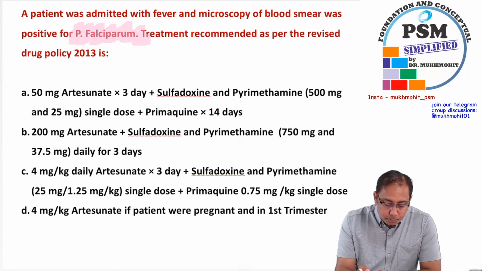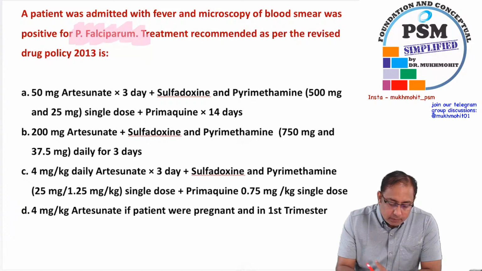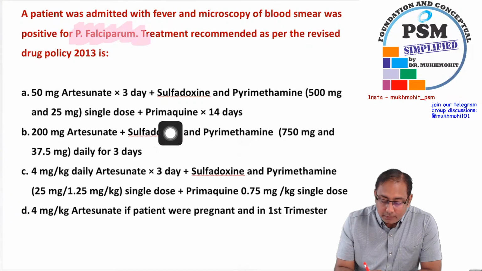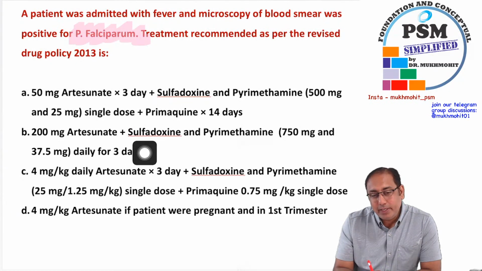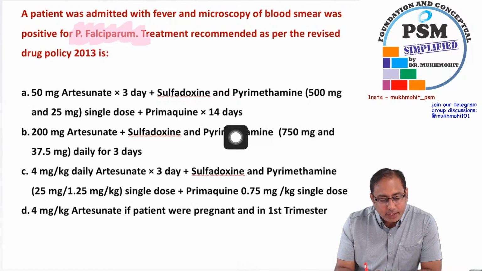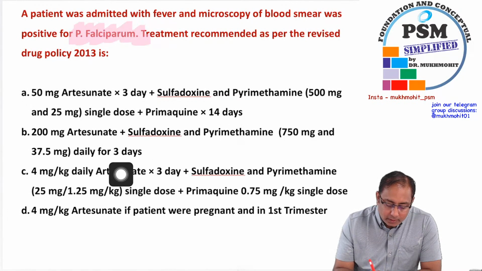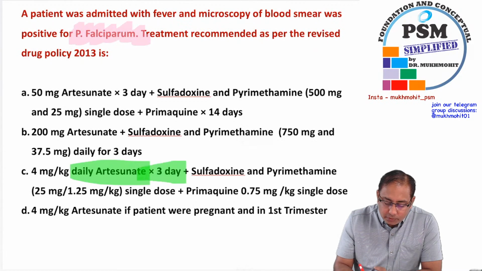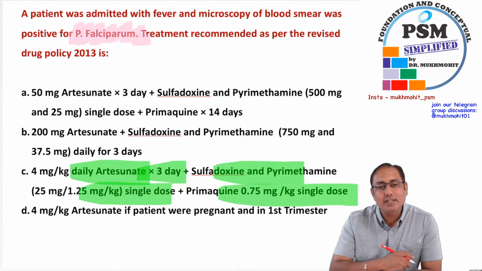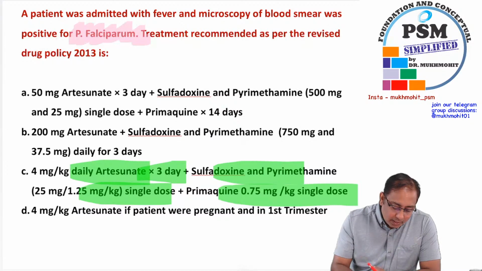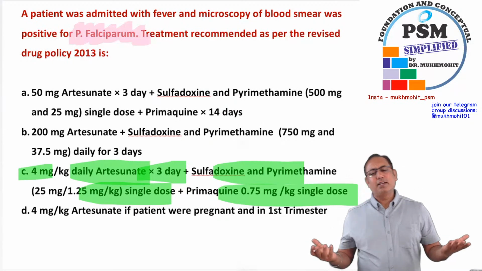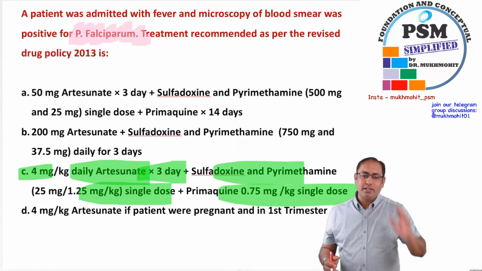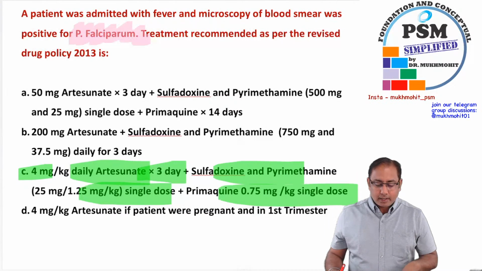Shweta, read it again. Do you want to say, beta, we give artesunate plus sulfadoxine pyrimethamine daily for 3 days? We give all 3 drugs for 3 days? Or we give artesunate daily? Or do you think we give artesunate daily for 3 days and then sulfadoxine pyrimethamine is given only as single dose and primaquine is given as single dose? Which one? Oh, absolutely correct. This is the correct answer. You have to memorize this in your brain.